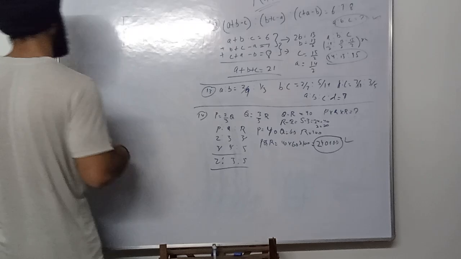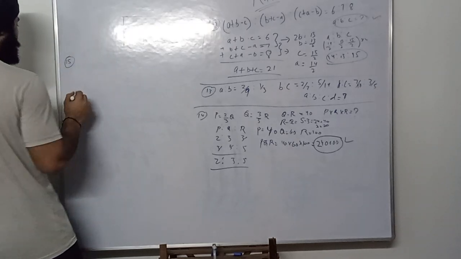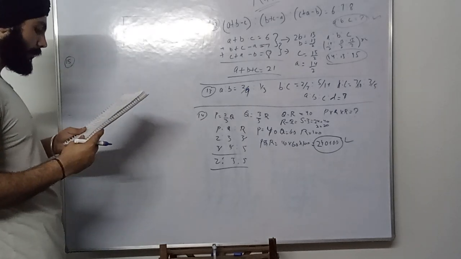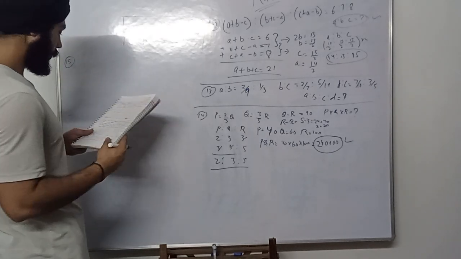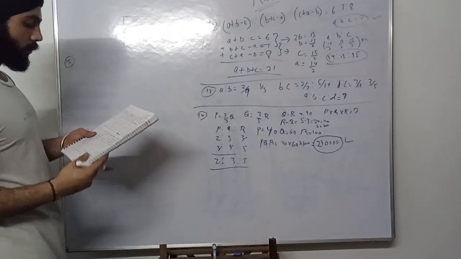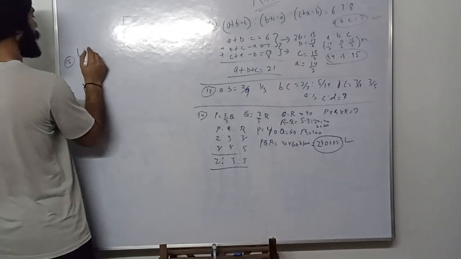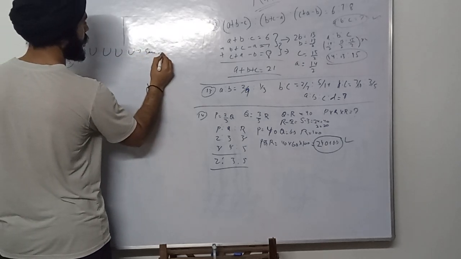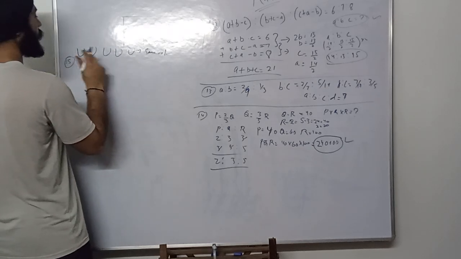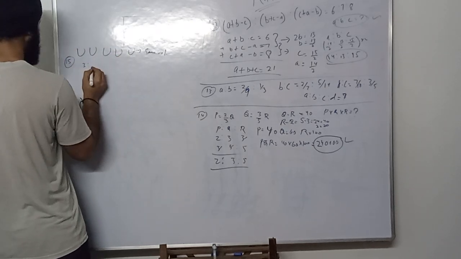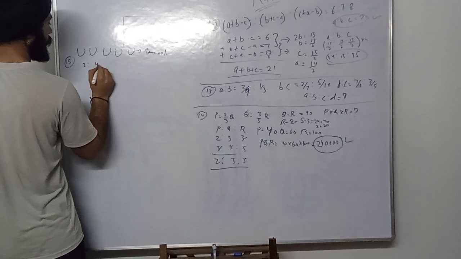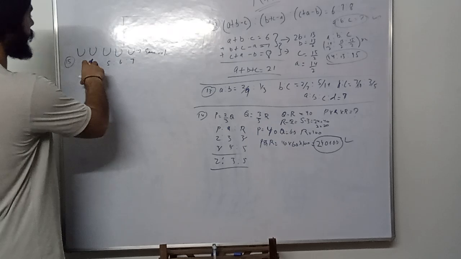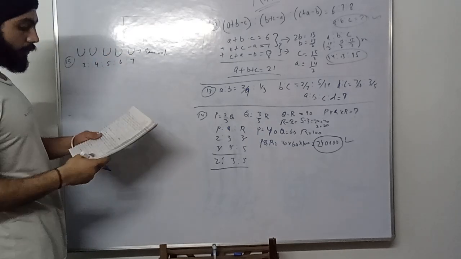Now, question number 15. This is our last question. There are 5 glasses of equal volume containing water in the ratio 3:4:5:6:7. So there are 5 glasses, 1, 2, 3, 4, 5. They are of the same volume, and they are filled with water in the ratio of 3:4:5:6:7. So it has 3 units, it has 4 units, and 5. They are of the same volume.